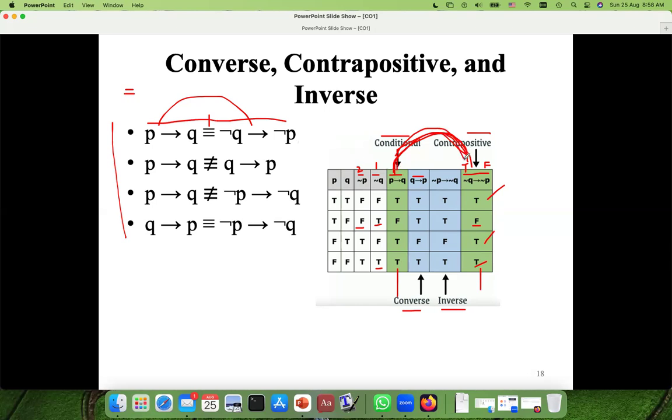So these two columns are equivalent. Similarly, these two columns are equivalent. I have made their colors the same so that you can identify them easily. TTFT, TTFT, and the input is also the same. The order, the tartib, everything is the same for both of these columns. So Q implies P is logically equivalent to negation P implies negation Q, and these are the equivalent things.